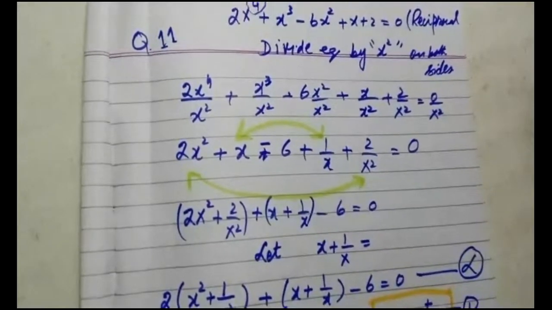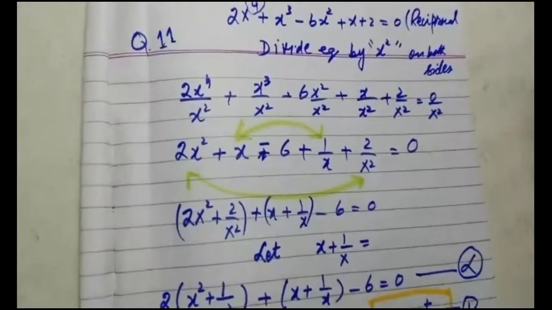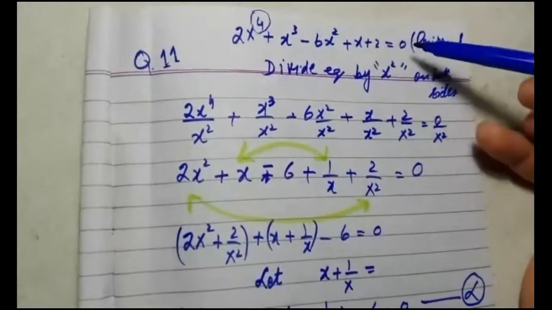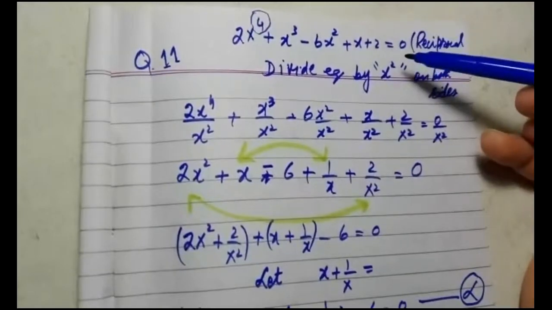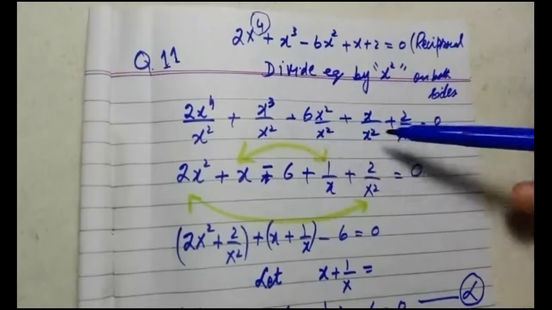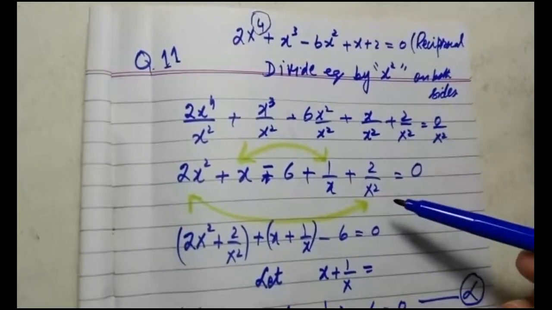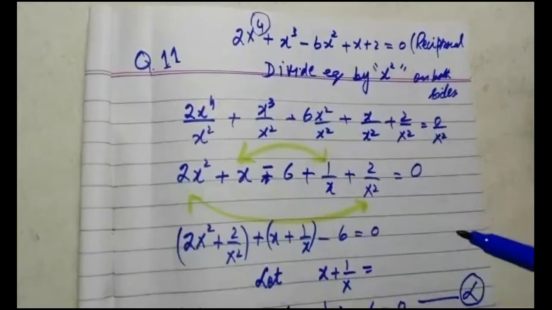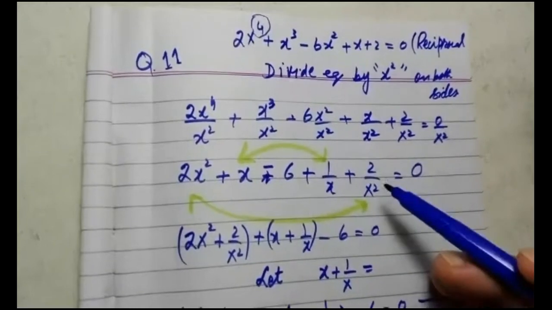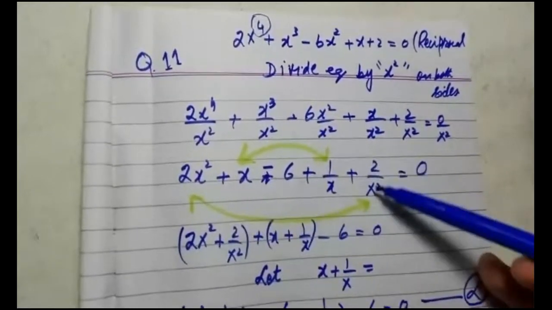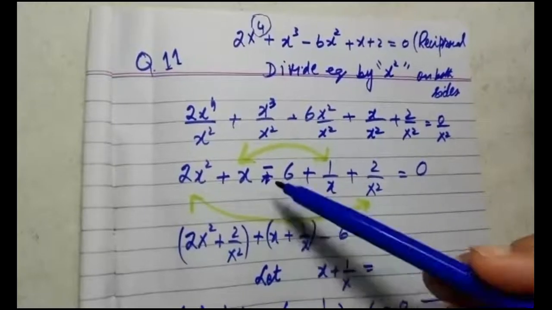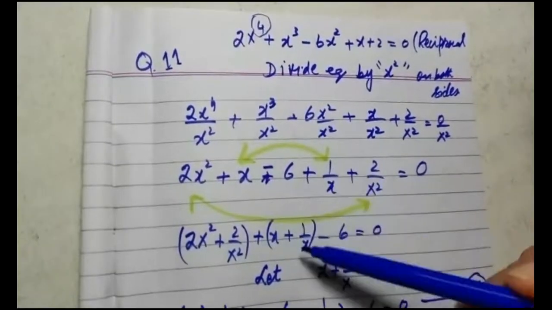For this question, as I told you earlier from the very beginning, I'm just giving you a recall. This is a reciprocal equation, and in all the reciprocal equations, you have to divide all the terms by x squared. This is the first task. And then once it has been done, you have to collect the terms in a particular order. And what is the order? That you will arrange x square and 1 over x square type terms in one bracket, and x and 1 over x type terms in another bracket.